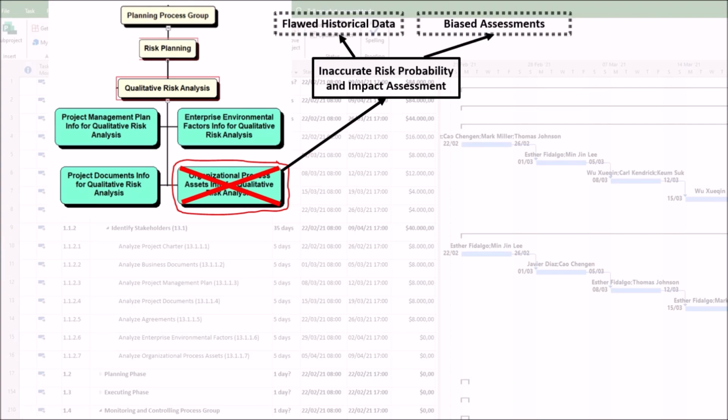Second, biased assessments. Without a proper review of past projects' risk ratings, the team relies on personal or group bias, leading to inconsistent and subjective evaluations.